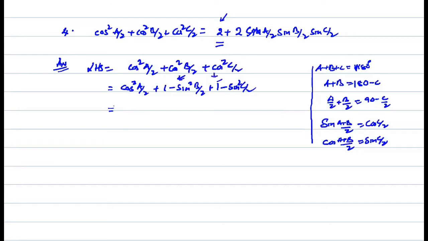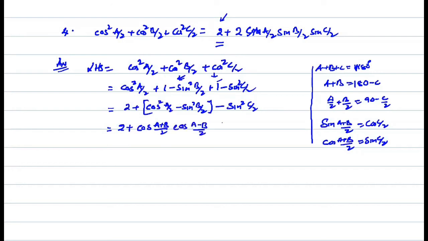Right. Next, 1 plus 1 is 2. The remaining part is as it is: cos square a by 2 minus sin square b by 2 minus sin square c by 2. I take these two terms as a unit and apply the formula. What do we know? Cos square a minus sin square b is cos of a plus b times cos of a minus b, that is cos of a by 2 plus b by 2 times cos of a by 2 minus b by 2, minus sin square c by 2.